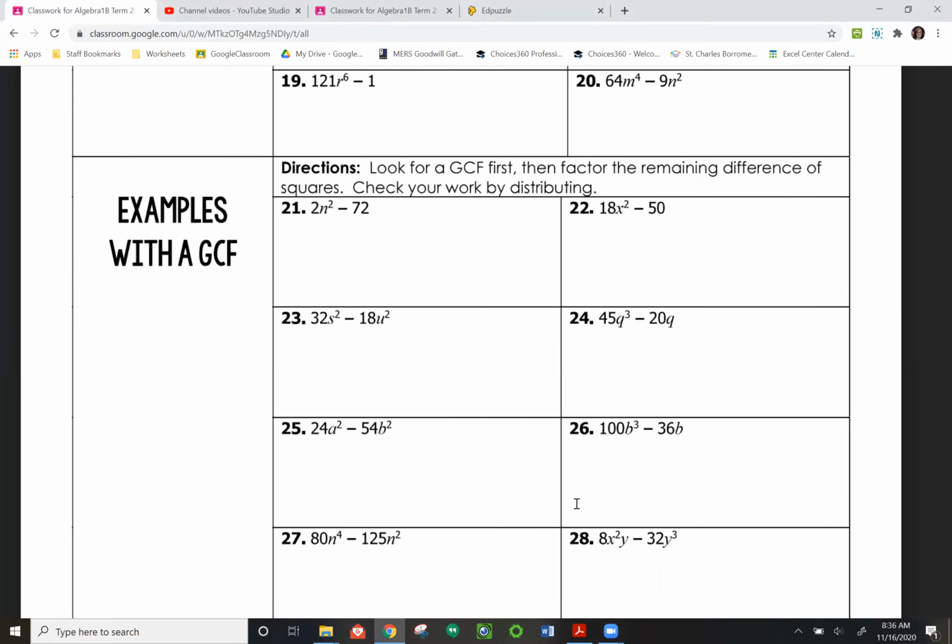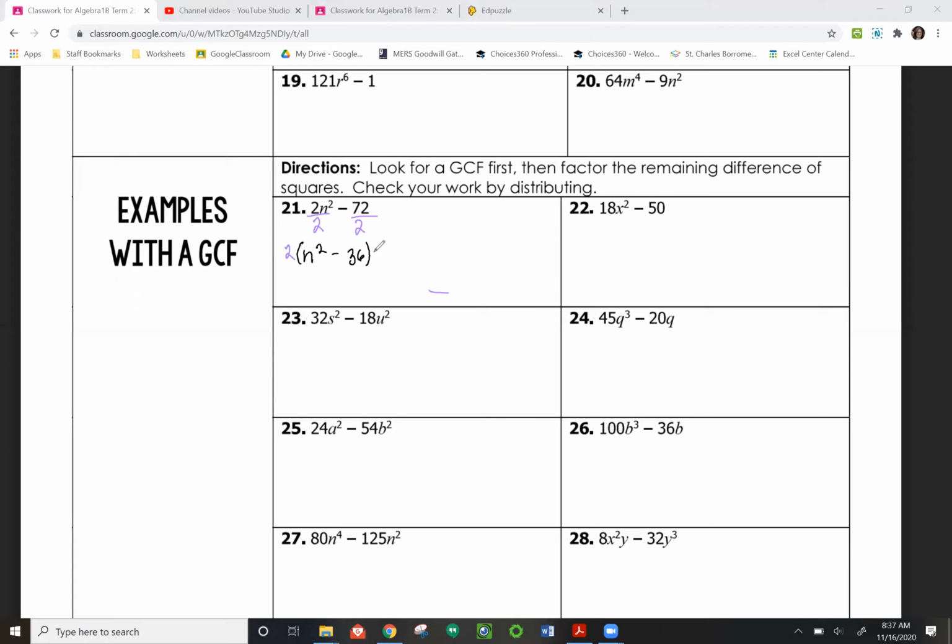And I noticed that I can divide both of these by, can I divide them by 2? I can divide both of them by 2. Now they don't share any common variables, so that will be all. So I'll pull out that 2, and what will I have left? I'll have an n squared minus, well, what's 72 divided by 2? Well, 70 divided by 2 is 35, so that's going to be 36. So what do I have left inside of my parentheses? I have an n squared minus 36.